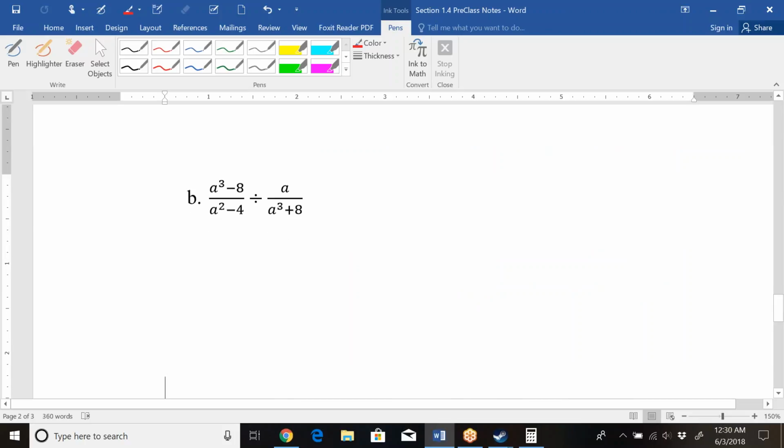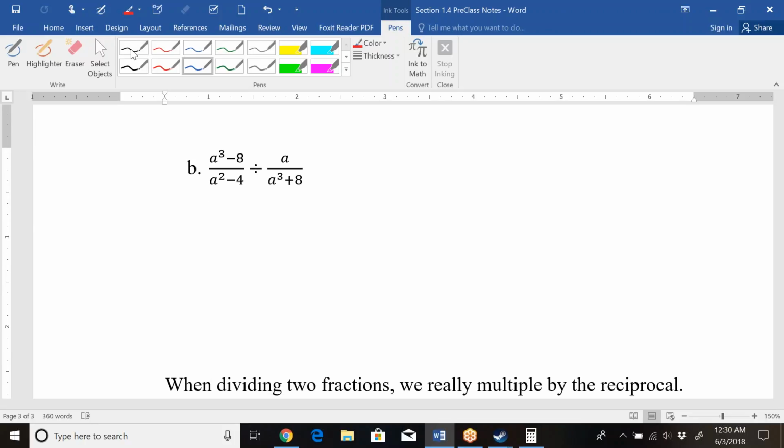Okay, let's look at B. Now B is a little trickier. This is to see if you actually, first of all, we have to talk about what is division, and then we have to talk about how some of this factors. So when dividing two fractions, we really multiply by the reciprocal. So the first thing we're going to do is flip this.